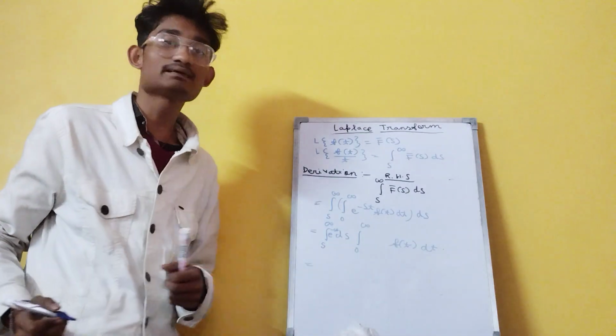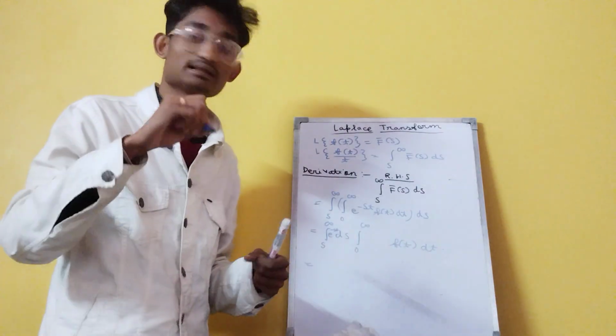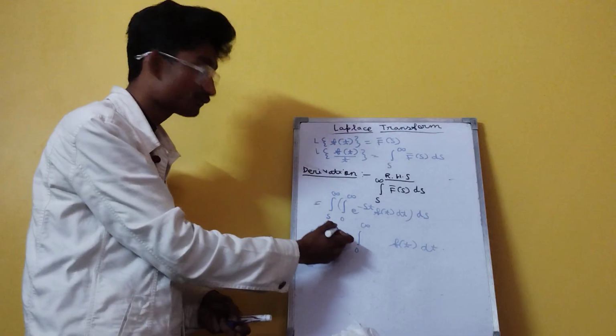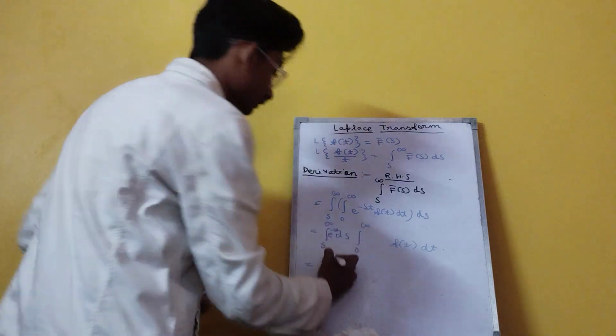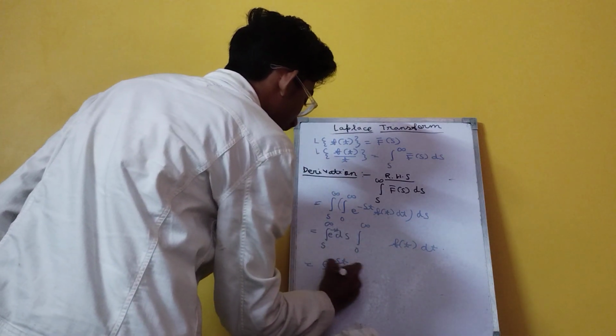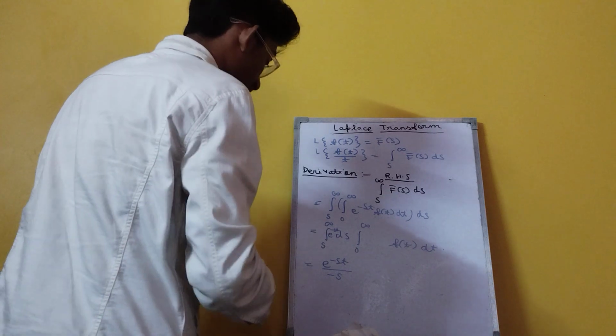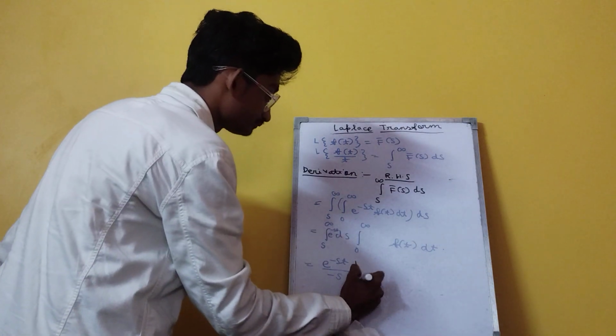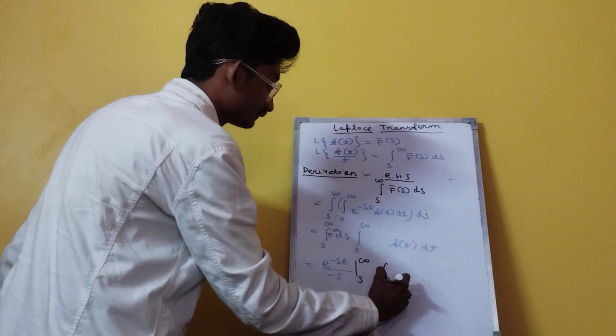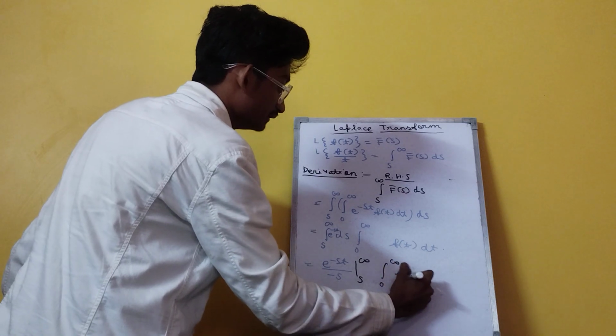So the integration of e raised to power minus st with respect to s: minus t is a constant, so it is divided by minus t. So e raised to power minus st divided by minus t, and what is the limit? That is s to infinity, and put f of t dt as it is, like a showpiece.